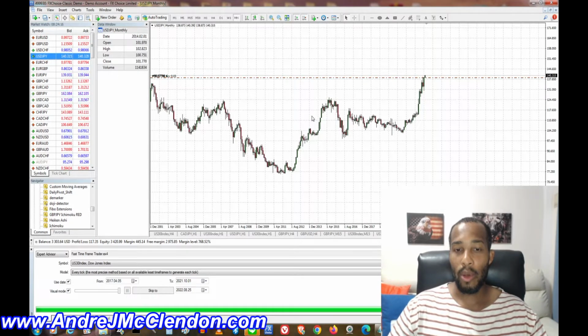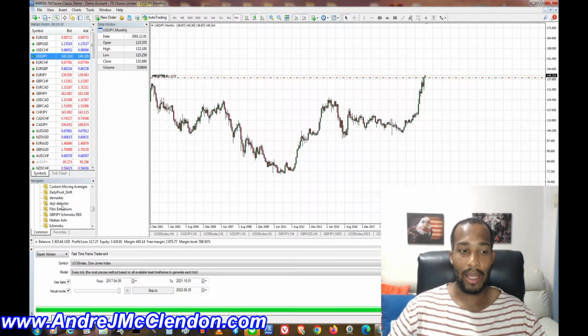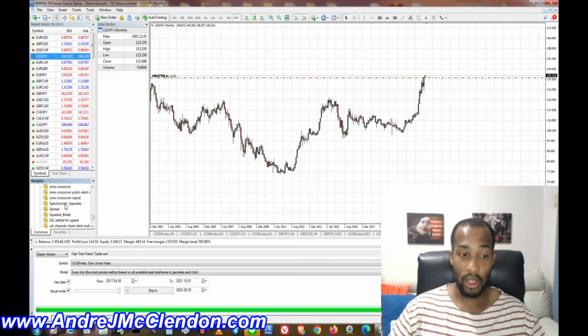Now, one good thing about USDJPY is that it's not a very fast currency pair. To me, I like how it does some good setups. And if you use certain indicators long term, especially on the monthly, you can get some great benefits and some great trades out of it.